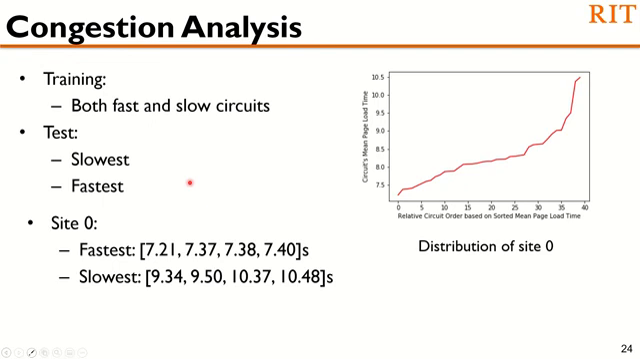To show the difference between the mean page load time of the fastest and slowest circuits, we show an analysis of site 0 of our undefended dataset. This figure shows the distribution of the page load time across 40 circuits for site 0. The x-axis represents the relative circuit order based on the sorted mean page load time, and the y-axis represents the time in seconds. The mean page load time of the fastest 4 circuits ranges from 7.21 to 7.40 seconds, and for the slowest 4 circuits, the range is between 9.34 and 10.48 seconds. An interesting observation is that the variance of the mean page load time of the fastest circuits is lower than that of the slowest circuits.